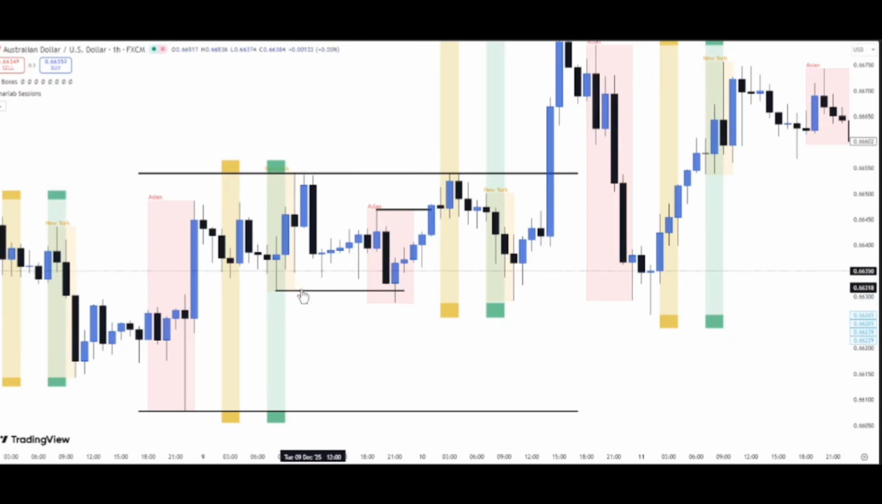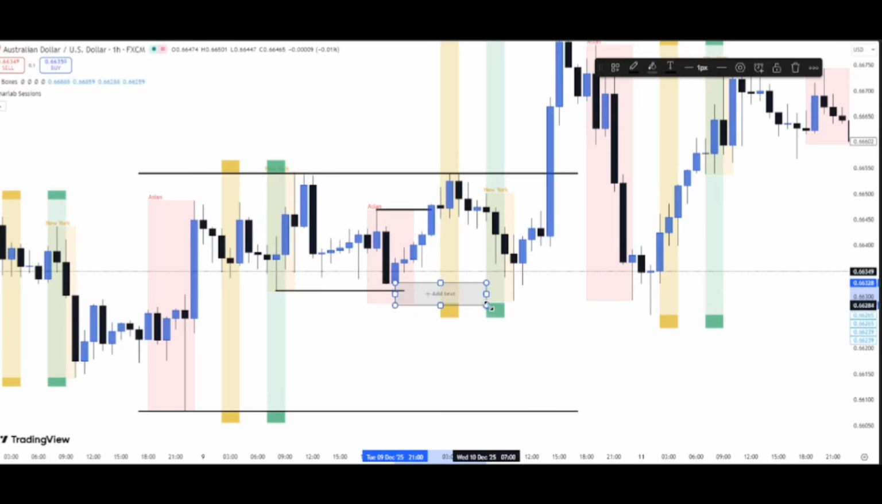This wick took out the structure low here. Can you see that? Once you see that it has taken out the previous structure low, this wick becomes a strong zone for you to take a trade from. It becomes a very strong zone for you to take a trade from. So right there, we can take our trade going higher from there.